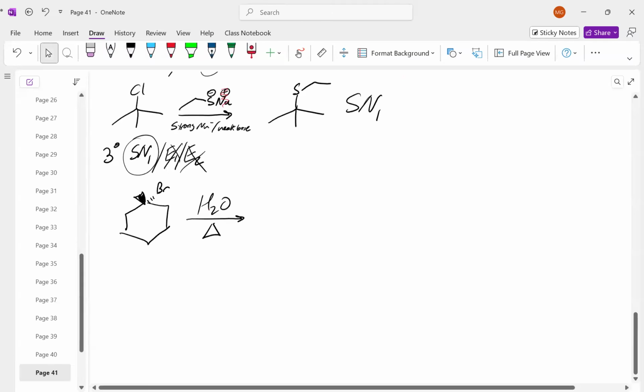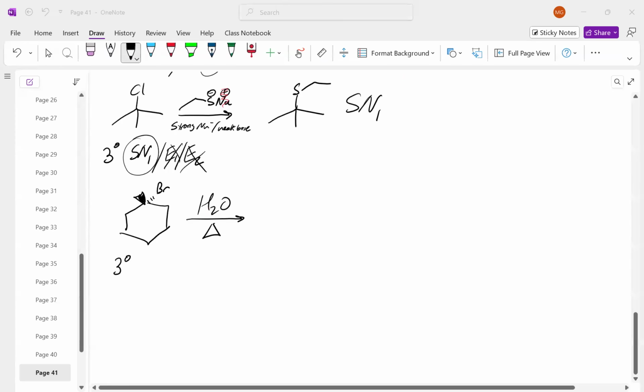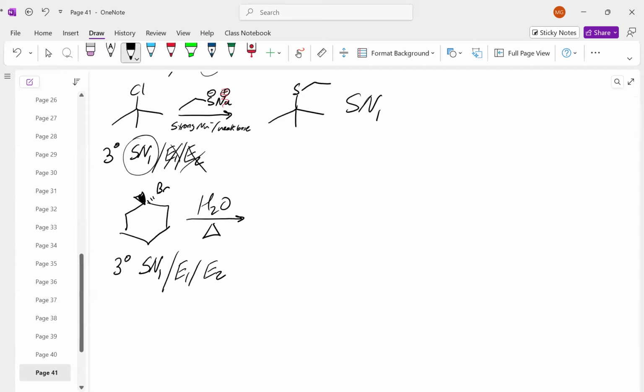Okay, so in this next one, again, first thing you want to do is look at the substrate. This is tertiary. So what are our possibilities for that? Well, same as the last problem, SN1, E1, or E2. So we got a lot of choices. Let's look at the reagents and the conditions here. Here we have a weak base, weak nucleophile, and we got heat.